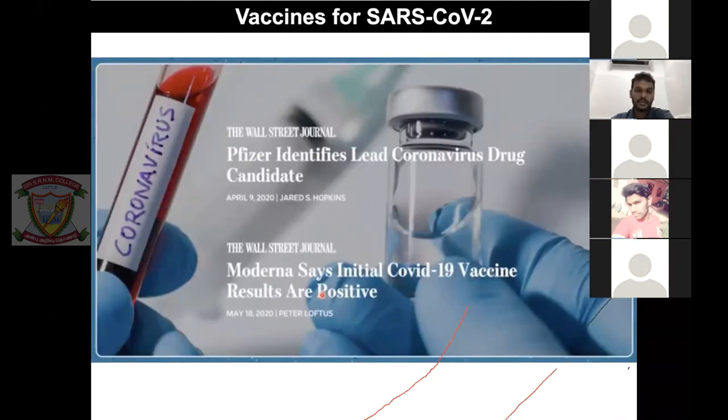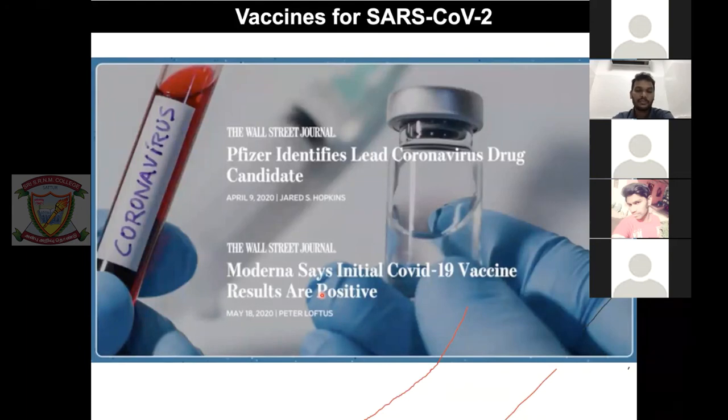And apart from Oxford University, this Pfizer company, it's a pharmaceutical company. They say that they have a drug for coronavirus, but that is in preclinical studies again. So they are still working on it. It's been more than 1.5 months. The news hasn't come out, so we don't know where it exactly stands.